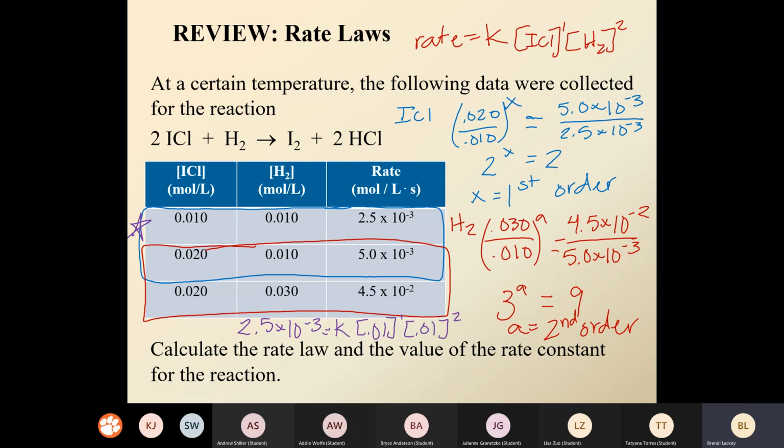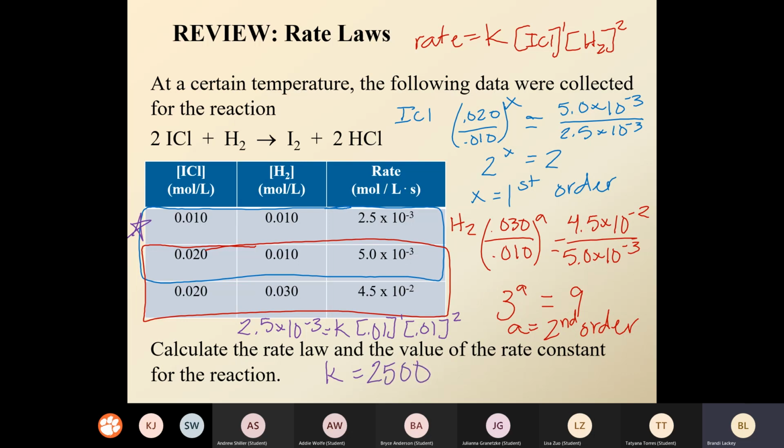So we have to isolate k. So we're going to do the 2.5 times 10 to the negative third divided by 0.01 to the first divided by the 0.01 squared. You can combine that right side before dividing, but you should have gotten 2,500.